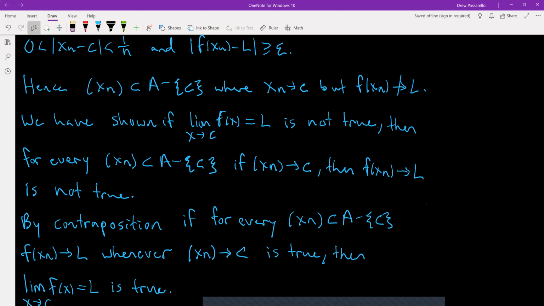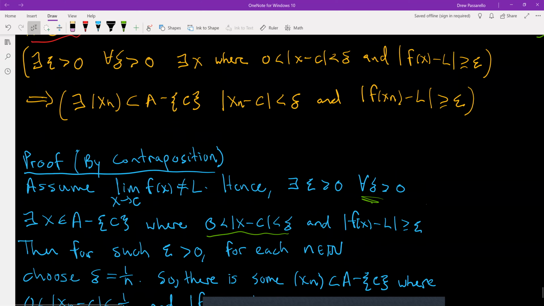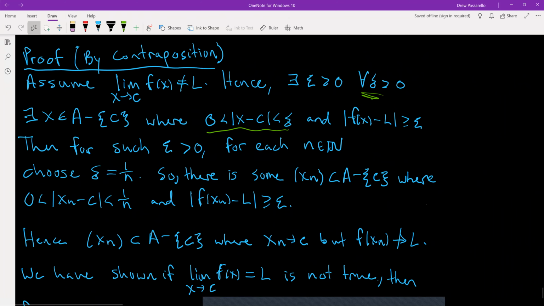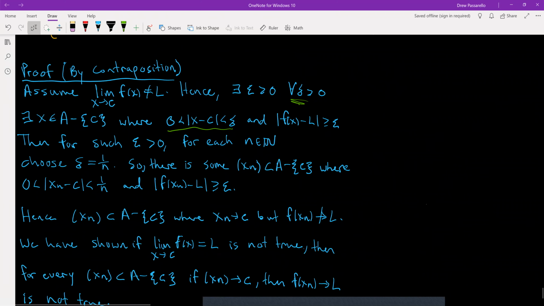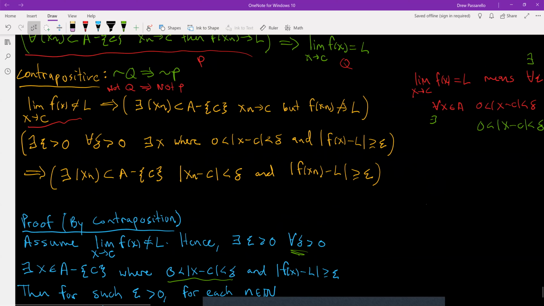So by contraposition, we would say then that if for every sequence xn in A minus {c}, f(xn) converges to L whenever xn converges to c is true, then the limit of f(x) equals L as x approaches c is true. All right, so that's a mouthful. Hopefully that makes sense. Maybe pause the video and write down this proof and contemplate it. But it was really just doing a proof by contraposition.